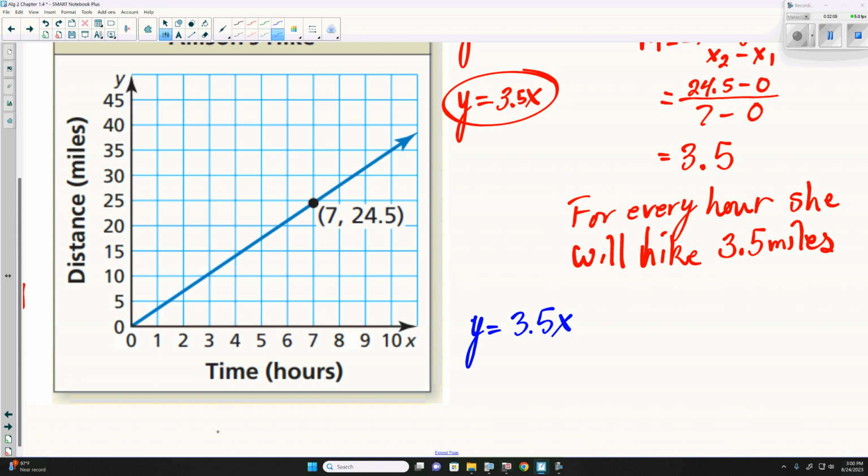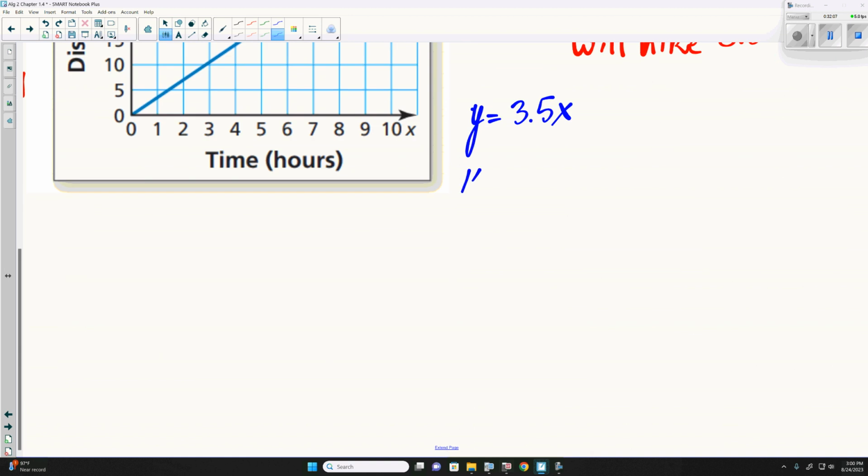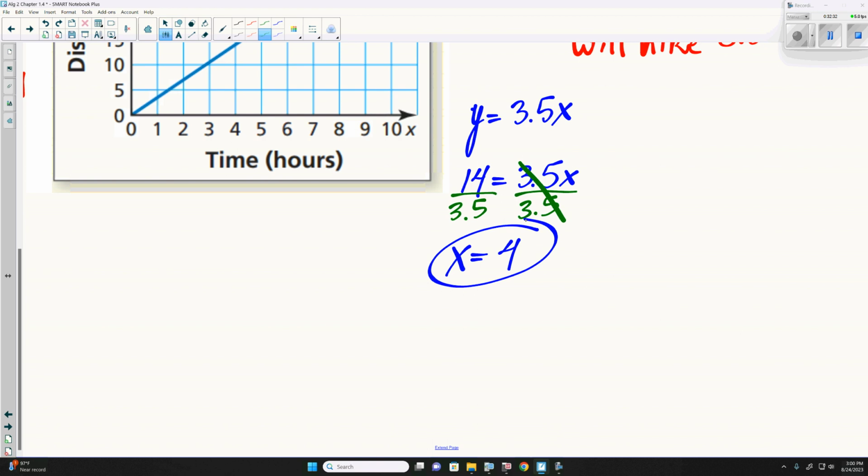Now if we look at the equation, the distance traveled is 14 miles, and x is still our time. So we're saying 14 is equal to 3.5 times x. To get x by itself, we divide on both sides. The 3.5 divided by 3.5 simplifies to just x. And as we saw, 14 over 3.5 is indeed 4.